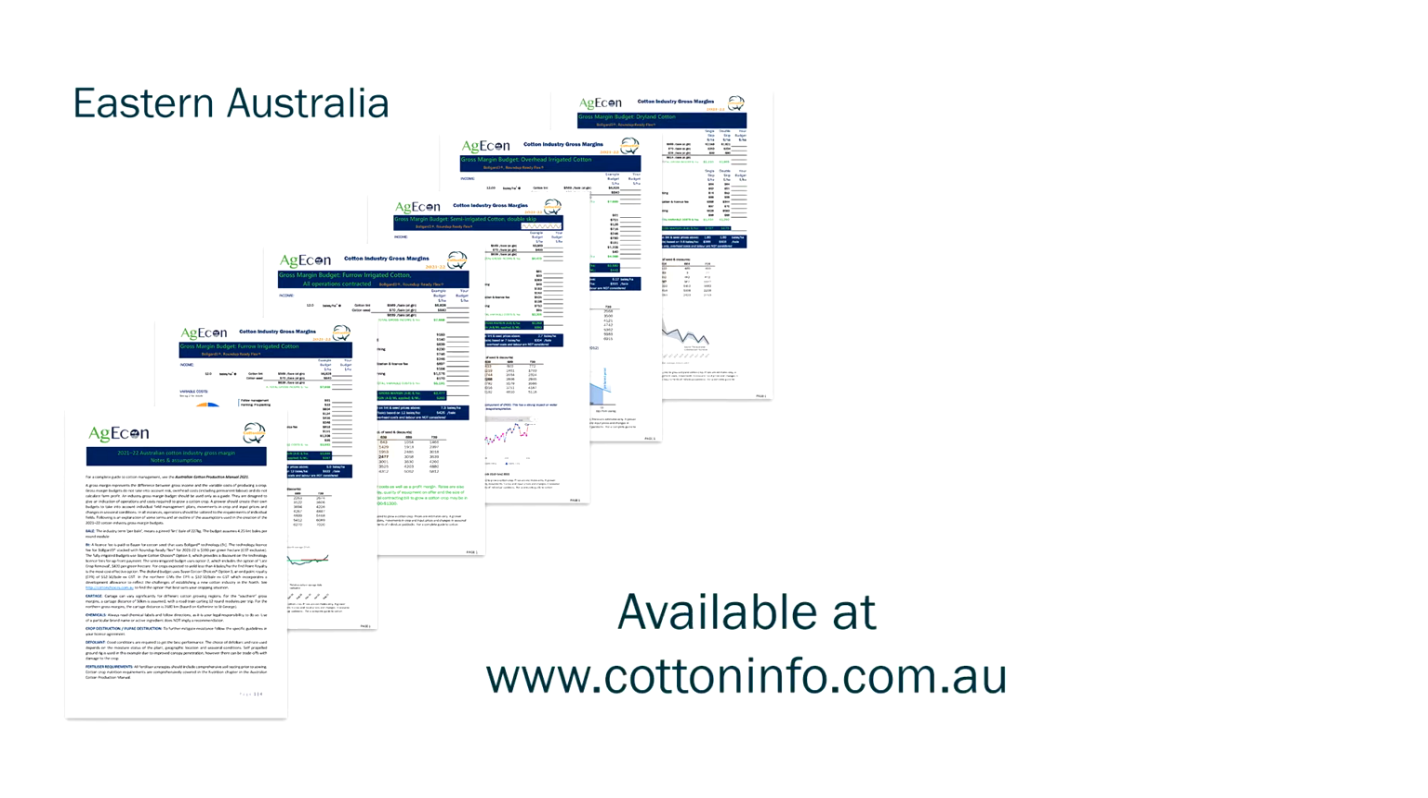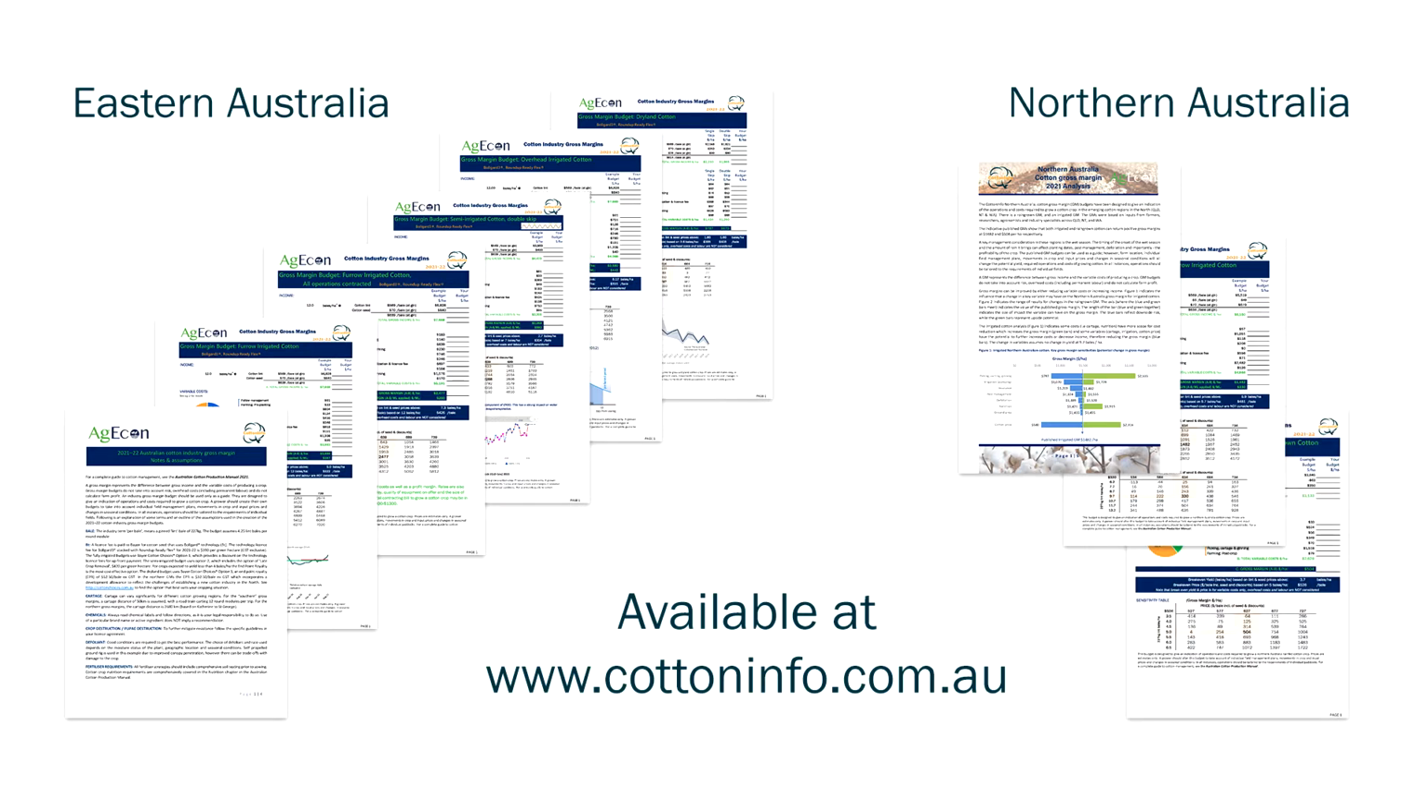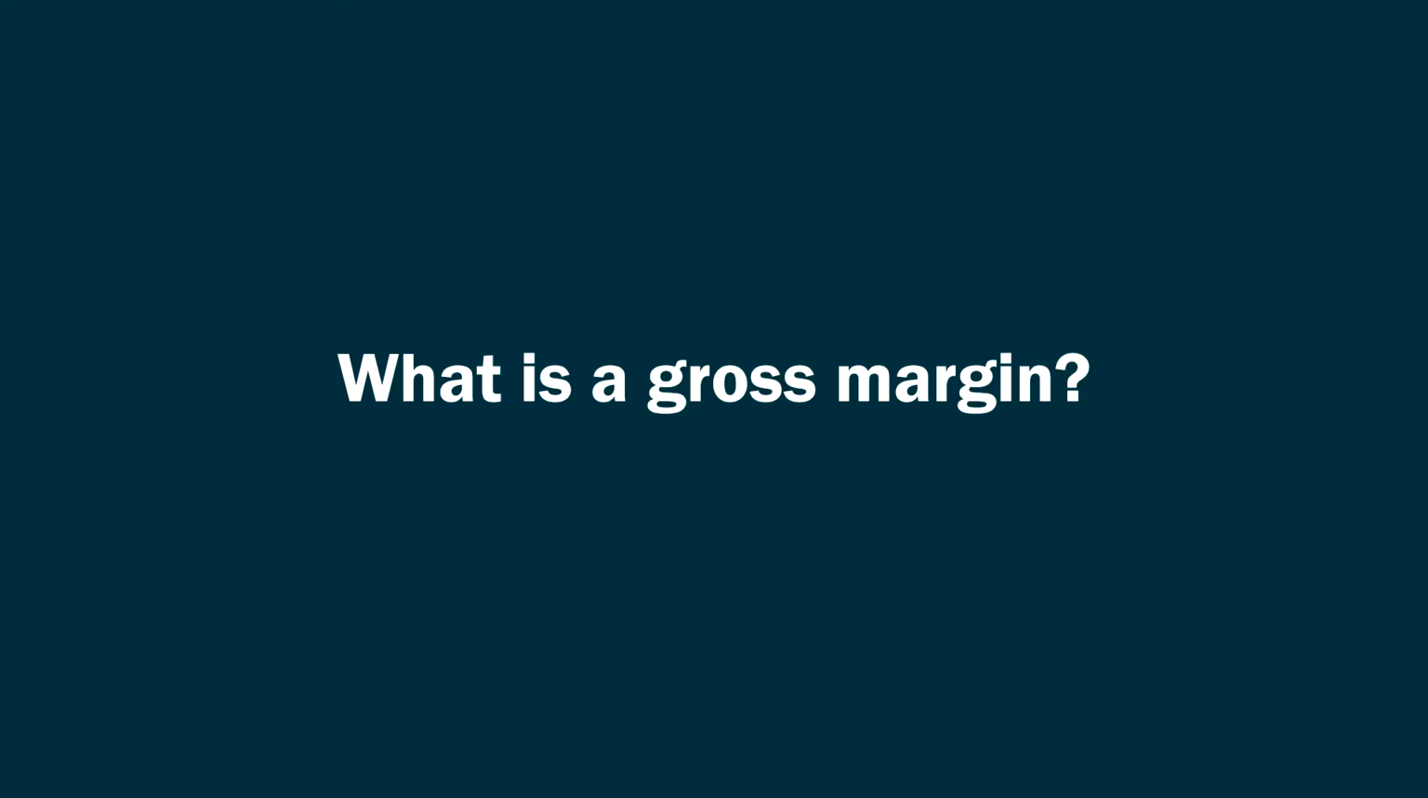We've actually also recently added 2 budgets for Northern Australia, which is relatively new growing regions. And we've got an irrigated and a rain grown budget for those regions as well. The Cotton Info gross margin budgets are updated every 2 years.